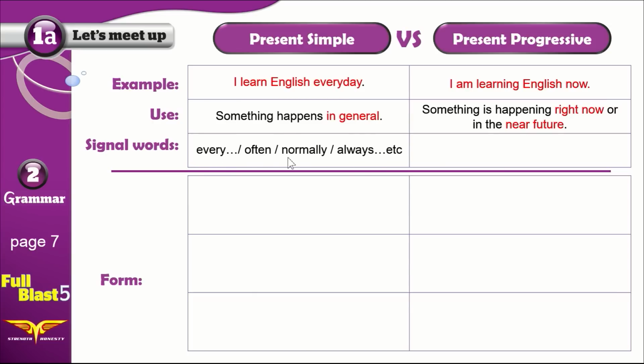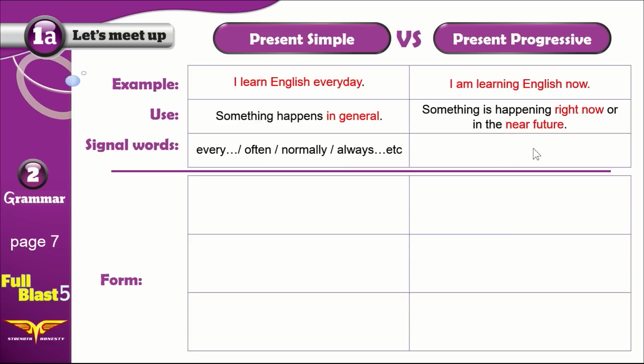Like I normally visit my grandmother at the weekends. You can say, I always visit my grandmother at the weekends. I often visit my grandmother at the weekends. I usually, I sometimes, I rarely visit my grandmother at the weekends.